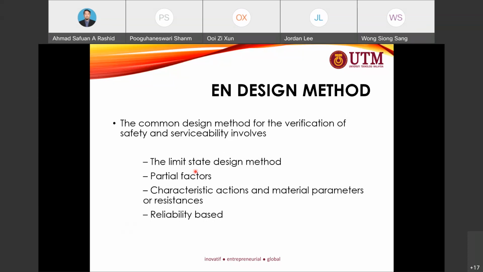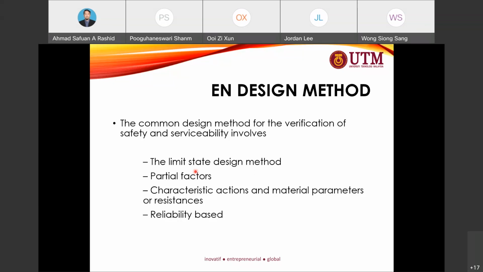We still rely on the limit state design method, where we want to get the ultimate limit state value. Then we apply the partial factor. Previously we called it the safety factor, so now they call it partial factors in the calculations. There will be a characteristic on the actions and also on the material, so we need to know what factor we should use to calculate for the action and also the material parameter. Then it is based on the reliability base.